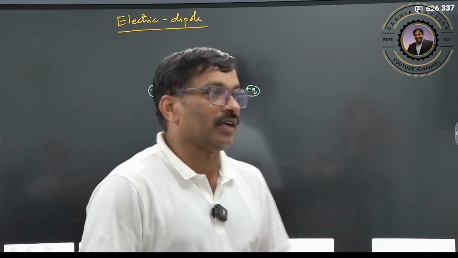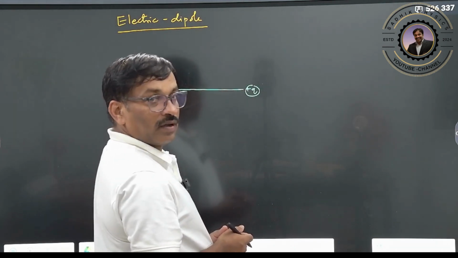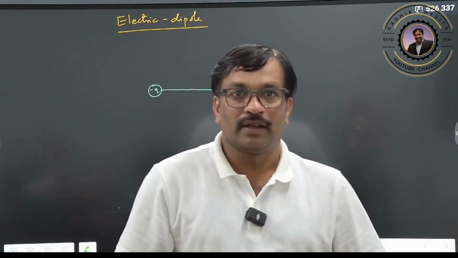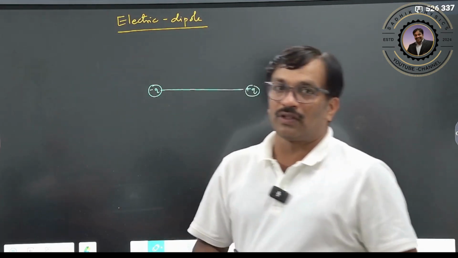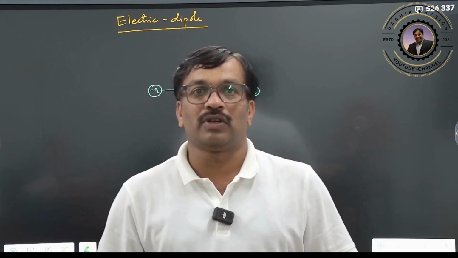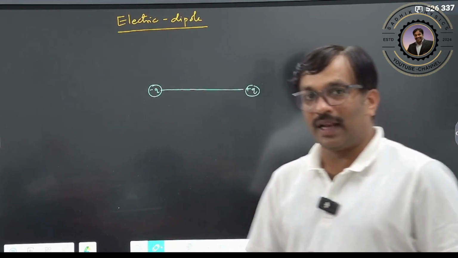This you might have studied now. See, if I keep them like this, why will they not attract? Why will they not neutralize each other? Clear? So the electric dipole is not this definition. An electric dipole is nothing but one molecule or an atom, a neutral atom or neutral molecule.